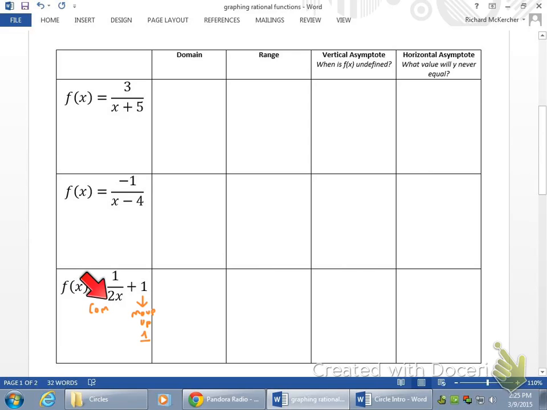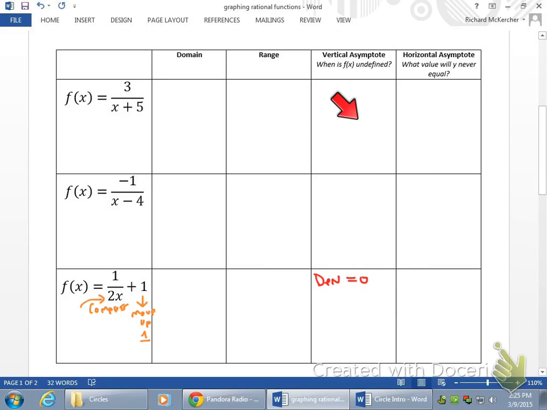The 2 times here, it is in the bottom. It is going to make a compression. Actually, now that I think about it, it'll be an expansion instead, but it's a horizontal one and not a vertical one. So anyways, that's going to adjust the size of my graph, but it's not going to move it. So my vertical asymptote won't move.